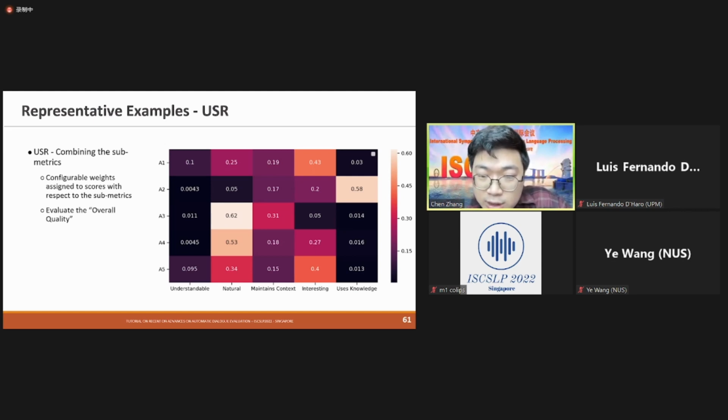In general, what the authors did is train a regression model with the human annotated data. So for each dimension, based on this data-driven training method, they obtain one weight and use the weight to combine the matrix.